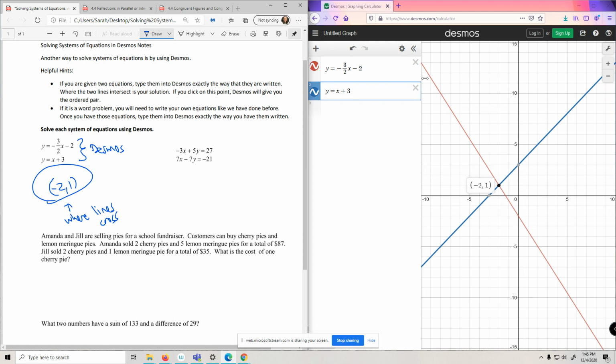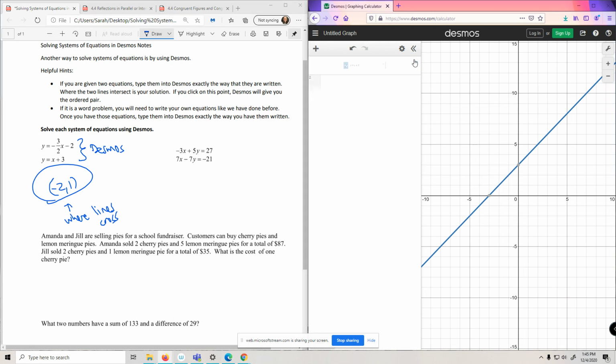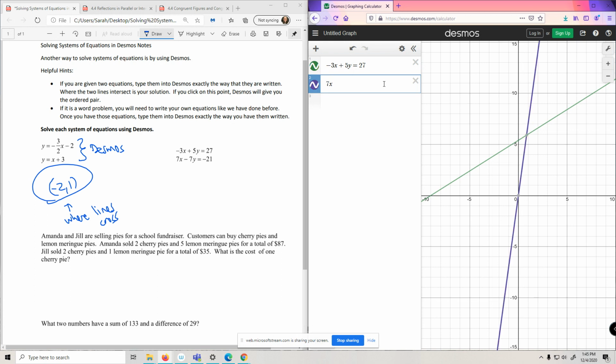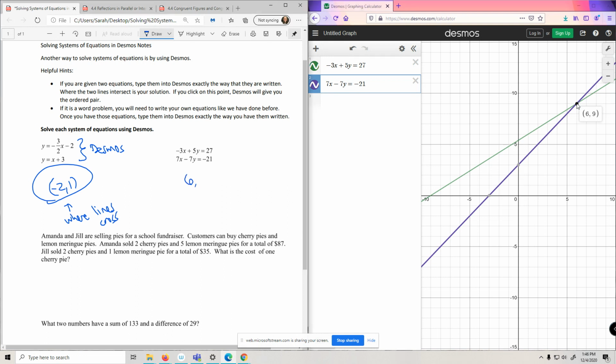Again, we already have the two equations, so we can put those directly into Desmos. Type in the first equation, -3x plus 5y equals 27. Click underneath, type in the next equation, 7x minus 7y equals -21. If you find the gray point where they intersect, that is your solution. Click on it. Desmos will give you the coordinates. Since the two lines cross at 6, 9, that means 6, 9 is the solution to our system.